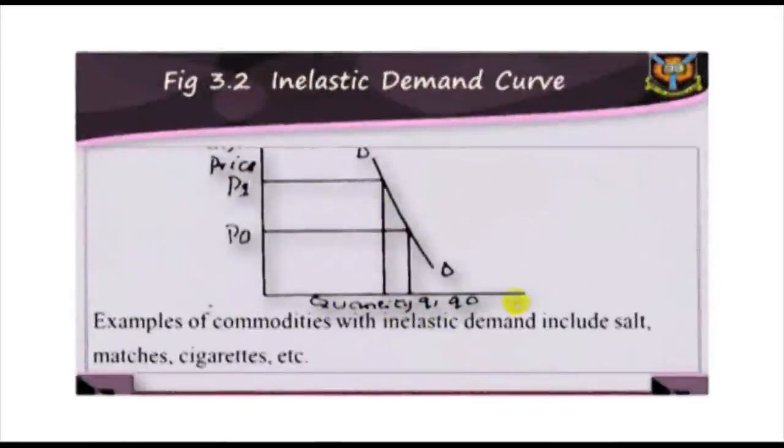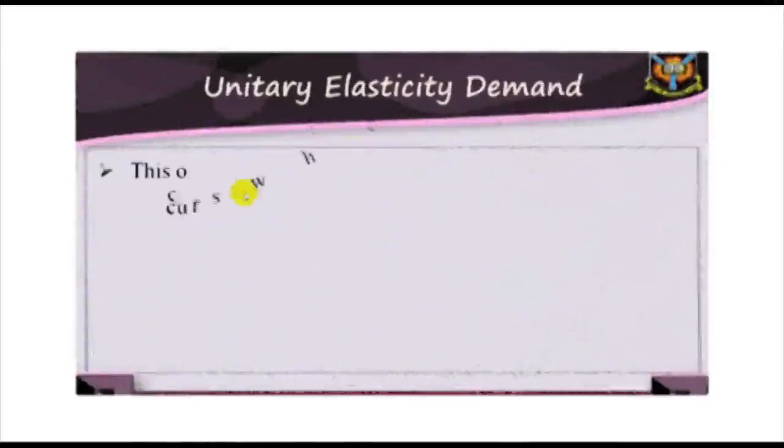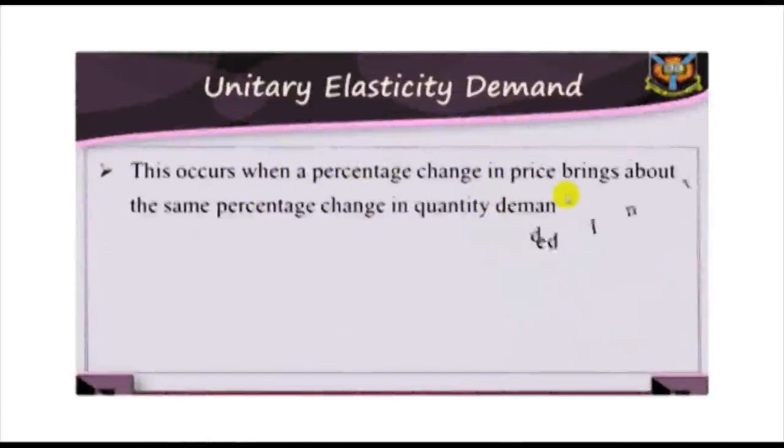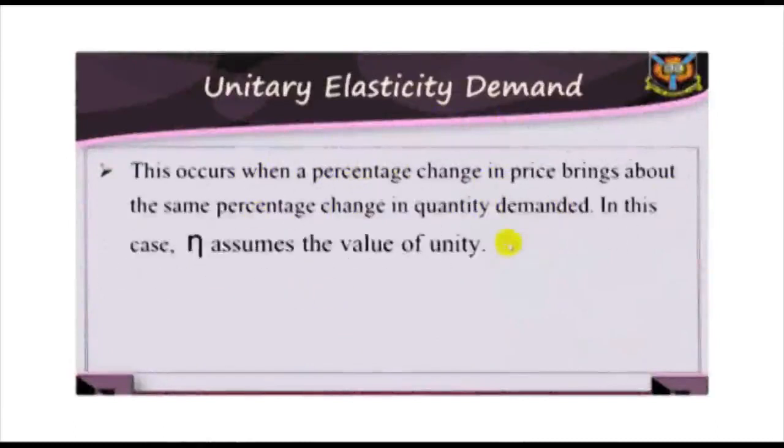Unitary elastic demand. This occurs when a percentage change in the price of a commodity brings about the same percentage change in quantity demanded. In this case, N assumes the value of unity.